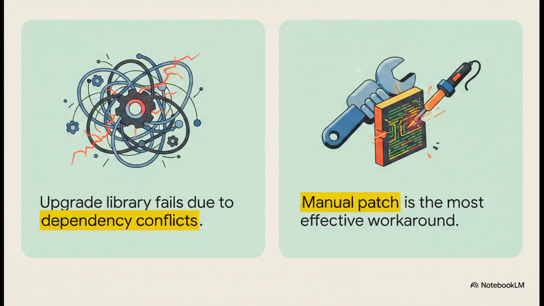Okay, so we know the problem. The fix should be a breeze, right? Ideally, you just upgrade the TLS library to version 2, get rid of the legacy ciphers, and call it a day. But surprise, complex transitive dependency conflicts made upgrading completely impossible. Changing that one library basically broke a whole chain of other requirements in the project. So the developer had to get their hands dirty with a manual source patch. They had to go in and actually tinker with the Hoogle source code directly. It was really the only effective workaround.